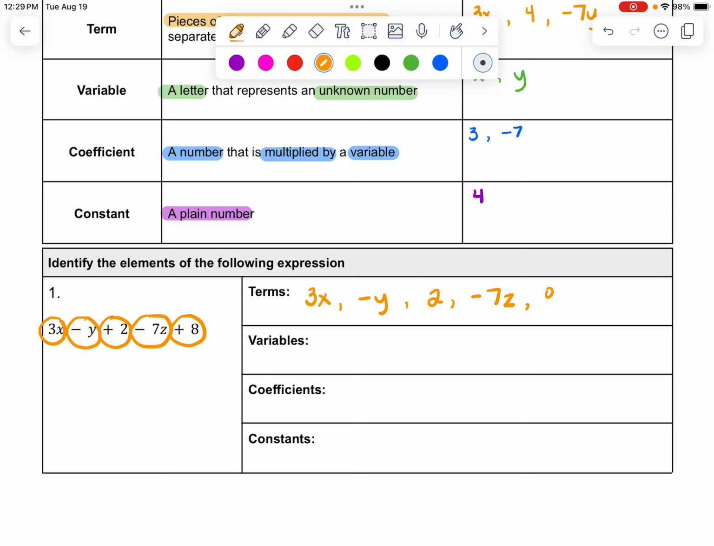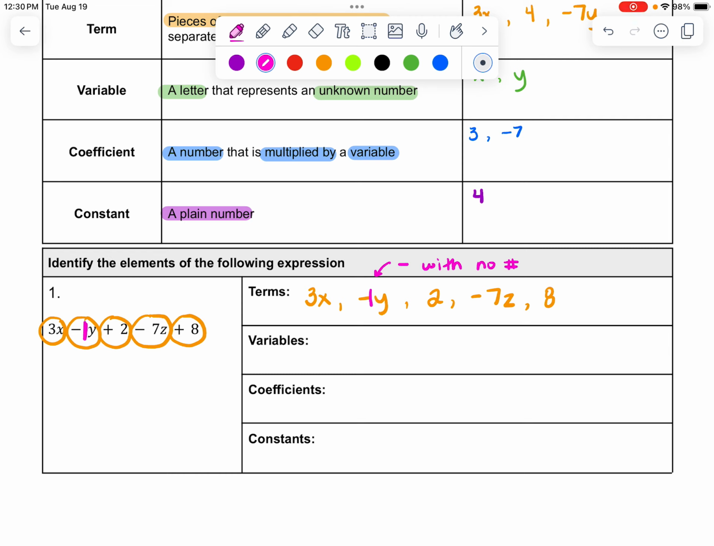Now, one fun thing I want to point out to you is that if you ever have a negative where there's no number, then the invisible number there is always a 1. So there is actually another number here. It's just invisible. And that only happens when there's a negative with no number.